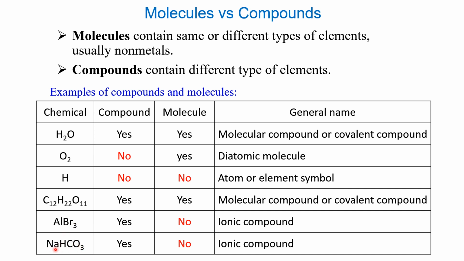The last one is sodium bicarbonate. It is a compound of four different elements: sodium, hydrogen, carbon, and oxygen. But it's not a molecule because it's an ionic compound. You have a cation and anion.